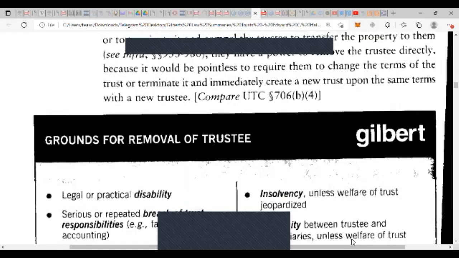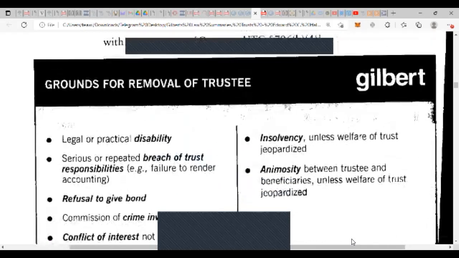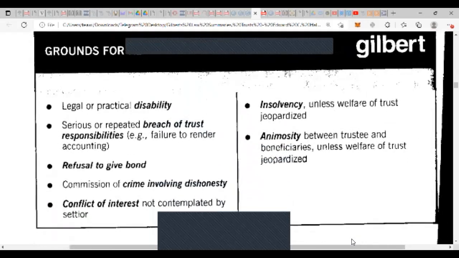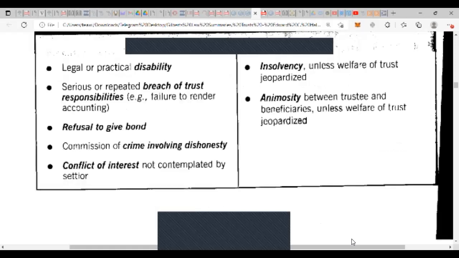Compare UTC Section 706B4. Grounds for removal of trustee: legal or practical disability, serious or repeated breach of trust responsibilities, failure to render accounting, or refusal to give bond, commission of crime involving dishonesty, conflict of interest not contemplated by the settlor, insolvency unless welfare of trust is jeopardized, and animosity between trustee and beneficiaries unless welfare of trust is jeopardized.